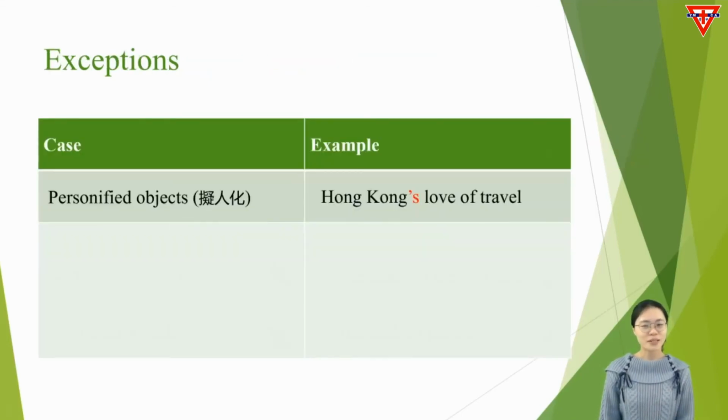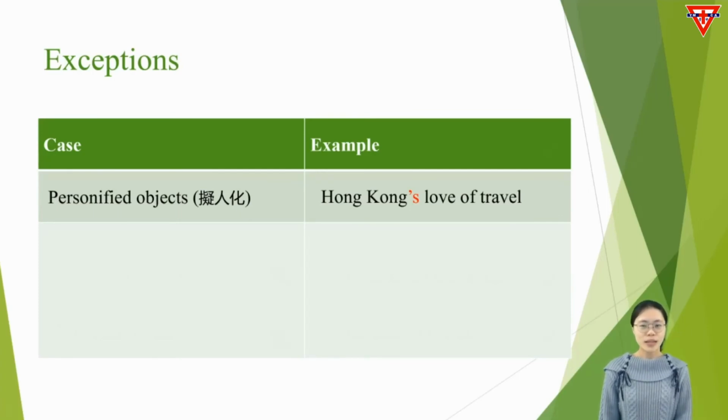But there are some exceptions. First, we may use an apostrophe and s when a noun refers to personified objects. For example, Hong Kong's love of travel. Here, I'm not talking about the city as a place. I'm referring to Hong Kong people. The noun Hong Kong is personified.